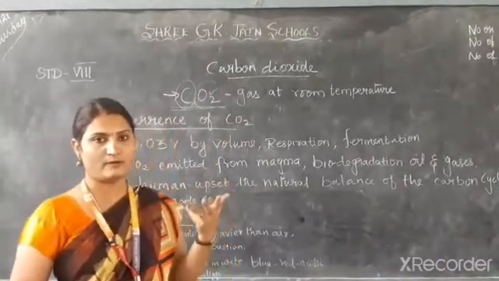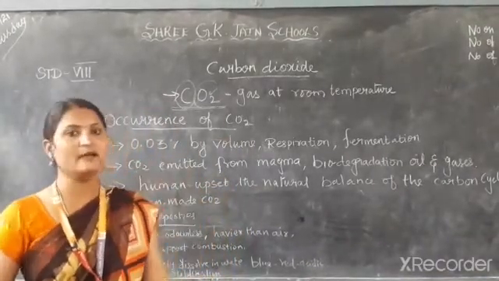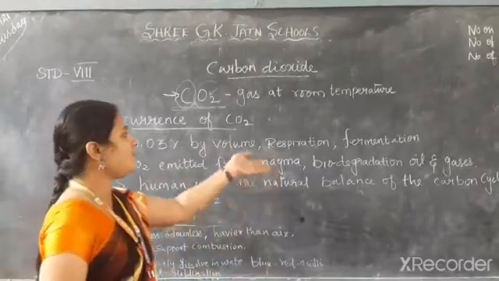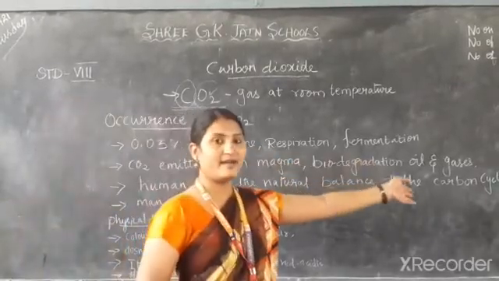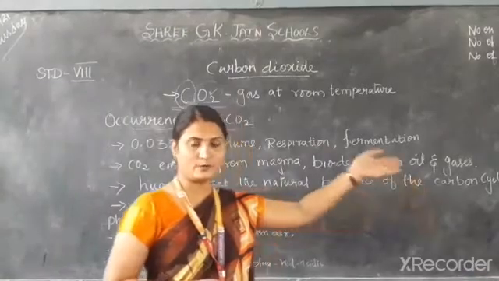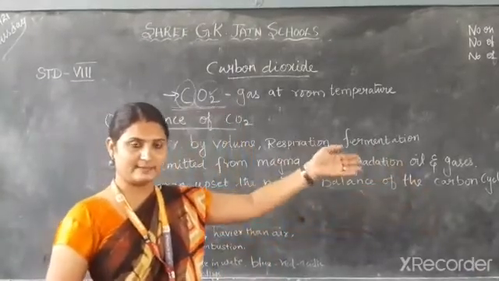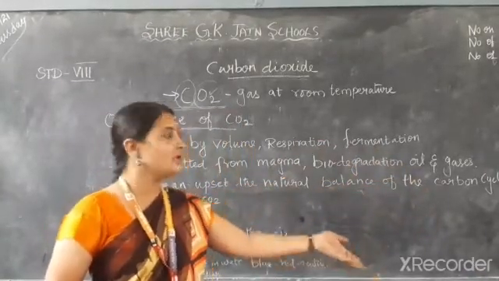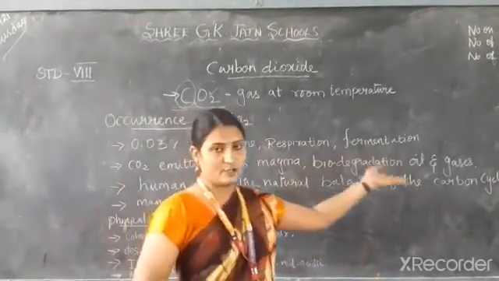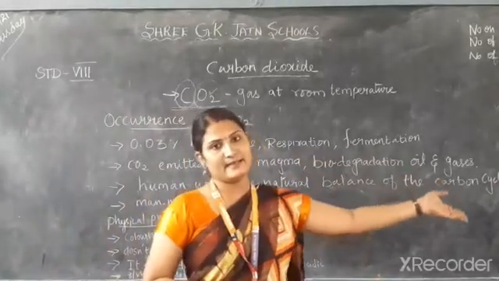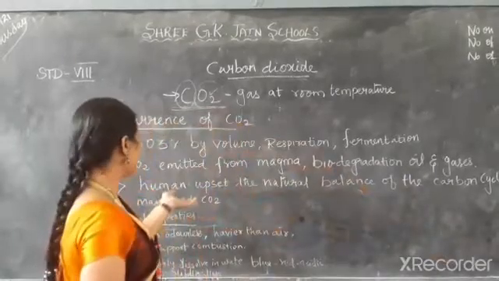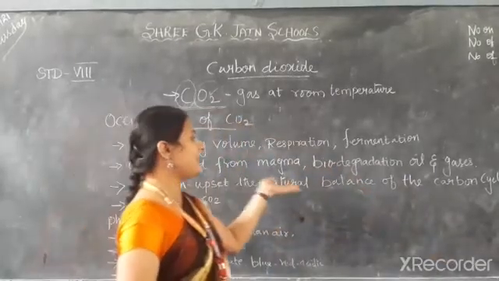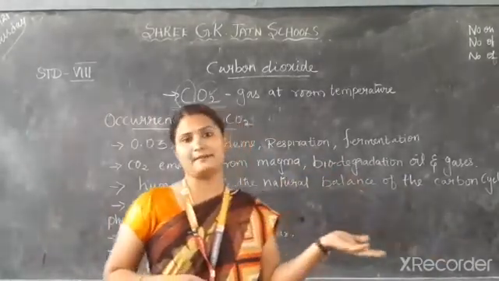As I told you already, the magma gets released from the volcanoes. And with the biodegradation of oil and gases, CO2 also gets released. It is also produced by the biodegradation of oil and gases. And the next one is that humans upset the natural balance of the carbon cycle.